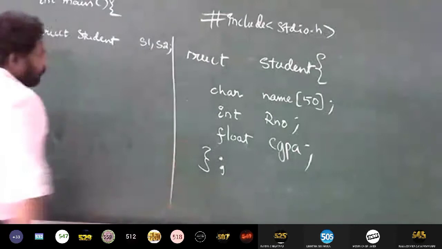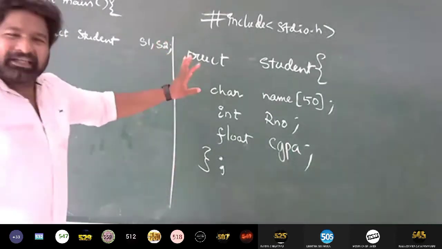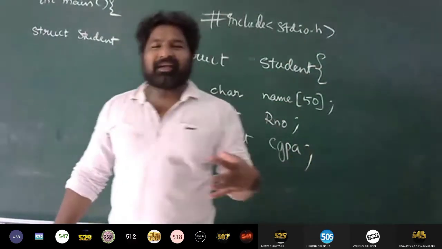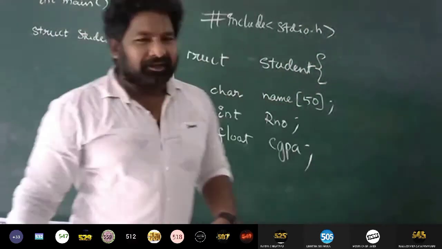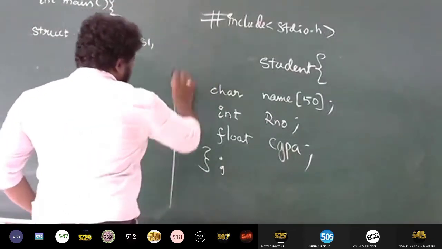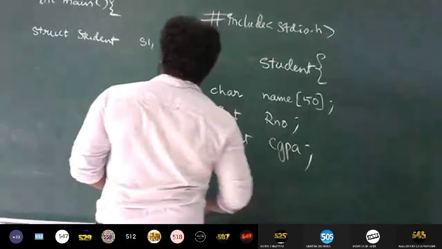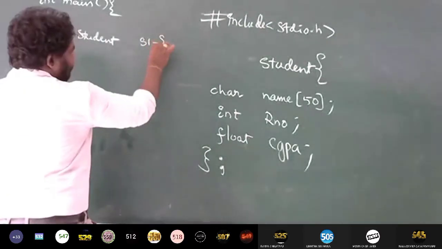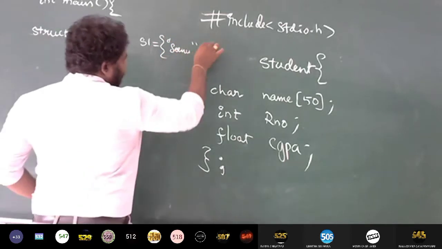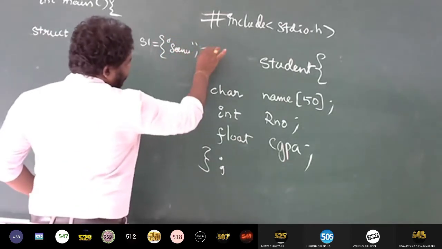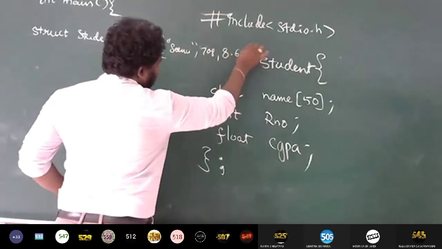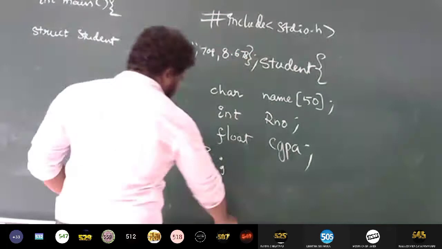Okay, so if I want to give values to S1, how do I give them? You can give the values by assigning them, by initialization, or you can read the values from keyboard, right? If I want to give them by initialization, how can I do that? So I write something like this, okay? My name is Sino, roll number is 708, and percentage is 8.678, something like this, right?